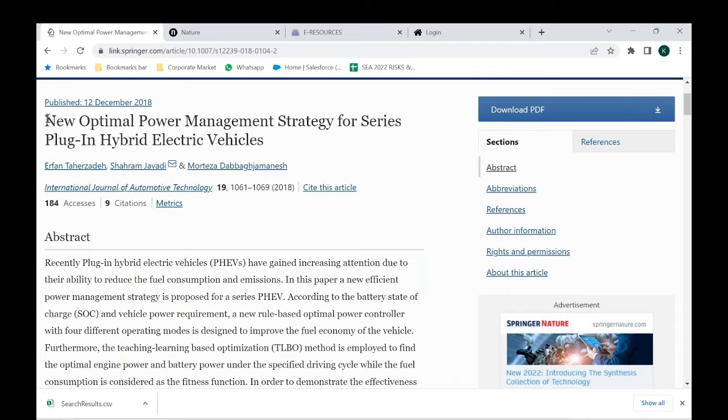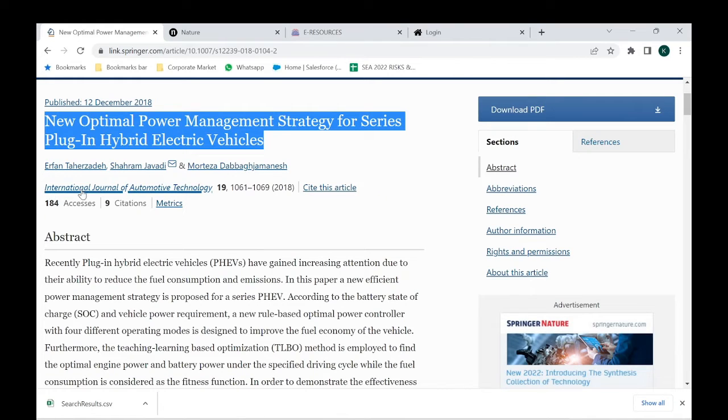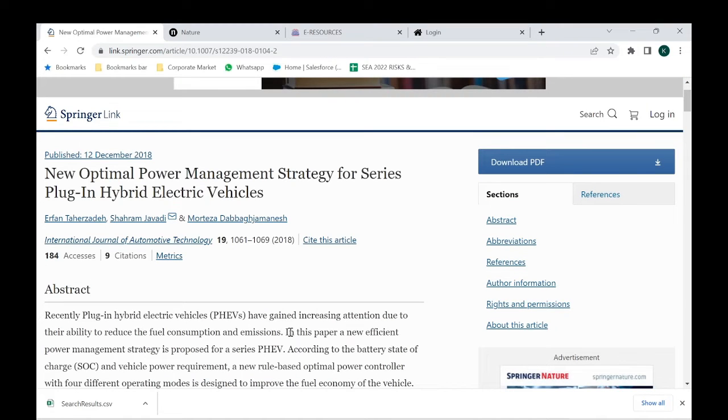Right? This paper is published in the International Journal of Automotive Technology. If you're not familiar with what a journal article is, it is essentially one research paper that's published in one issue of a journal. Journals are periodicals, meaning a publication that is published in a certain period of time, once every 2 months, once every month, etc. So this one was published in an issue in 2018.